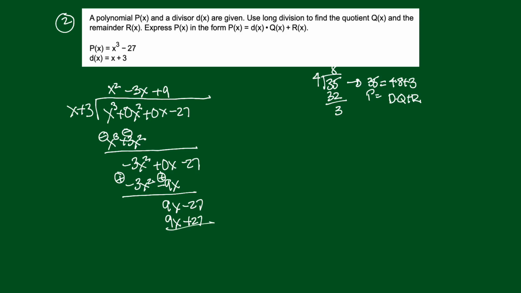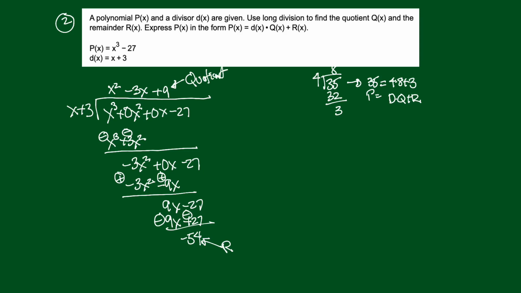And then if I subtract, I'll change signs. So 9x minus 9x has gone out. Negative 27 minus 27 is minus 54. Now, we're done. That's the remainder. This is the quotient.